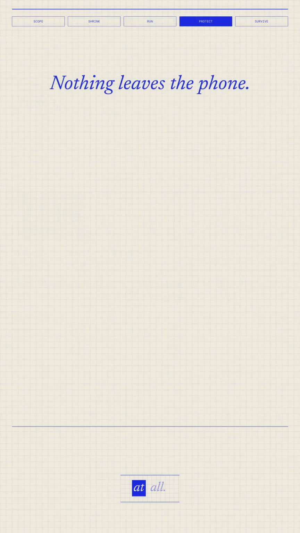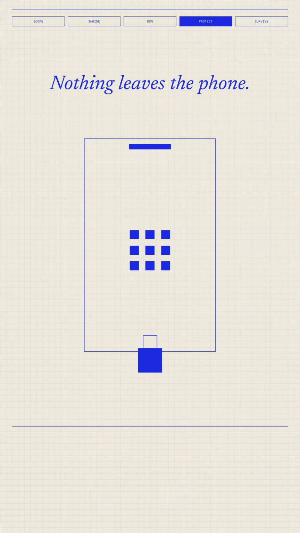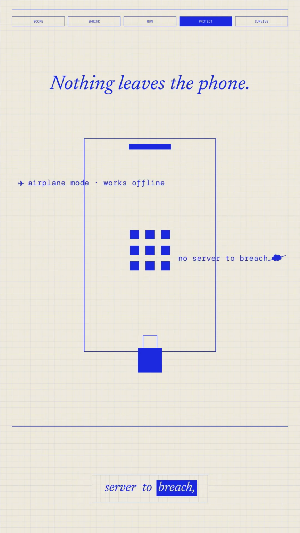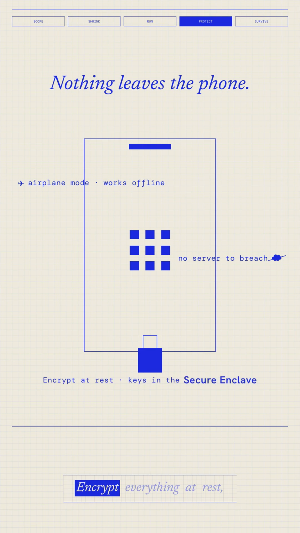Protect the reason you're doing this at all. Nothing leaves the phone. Airplane mode works, there's no server to breach, no per query cost. Encrypt everything at rest, keys in the Secure Enclave.